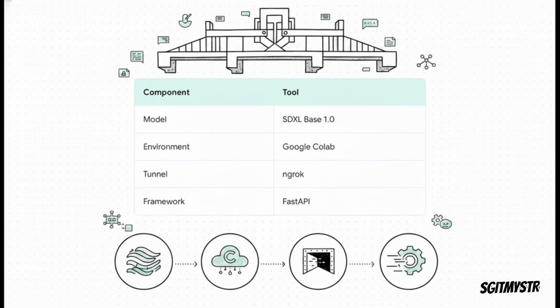First, for the model itself, we're using Stable Diffusion XL Base 1.0. Next, the environment is Google Colab. Then, to create a secure public tunnel, we use Ngrok. And finally, to serve the actual API, we use the web framework FastAPI. When you see all these pieces connected together like a giant puzzle, it's a total game changer.